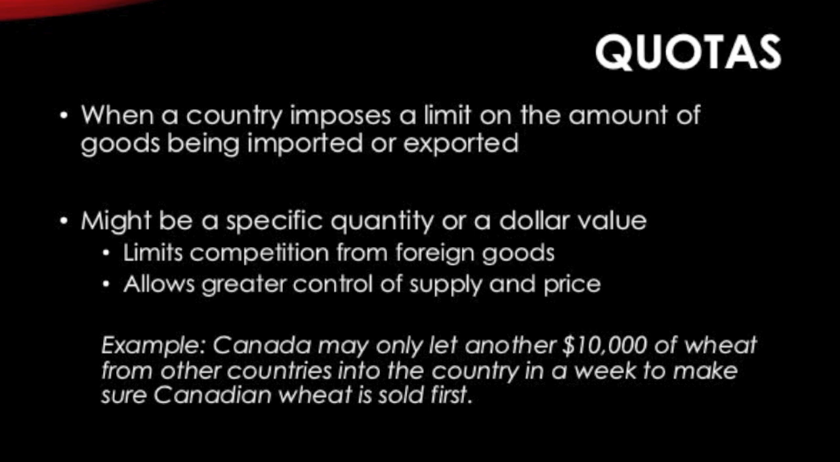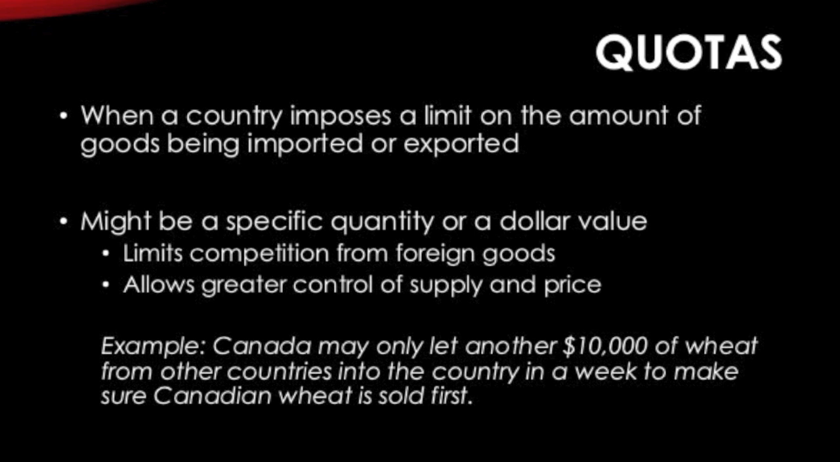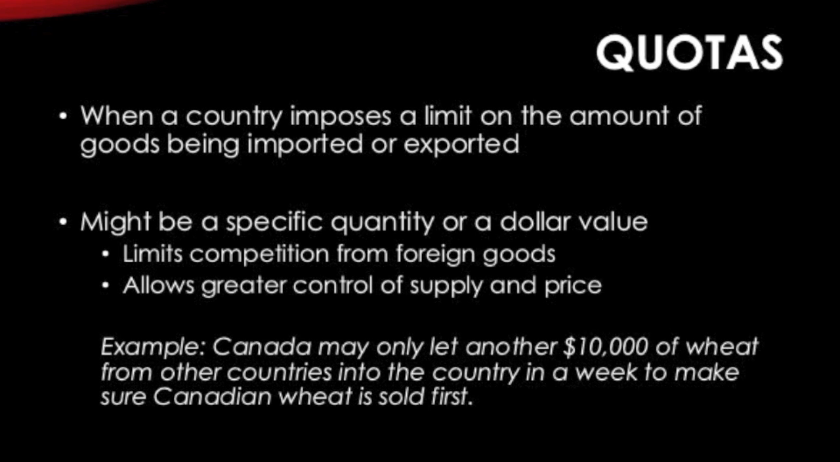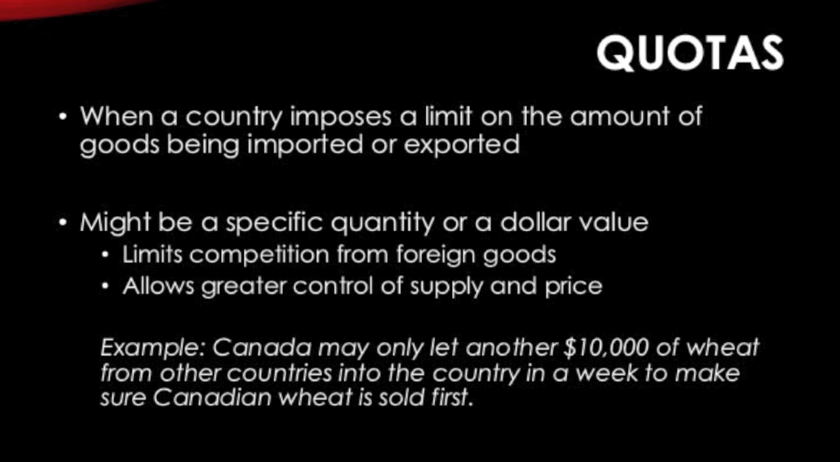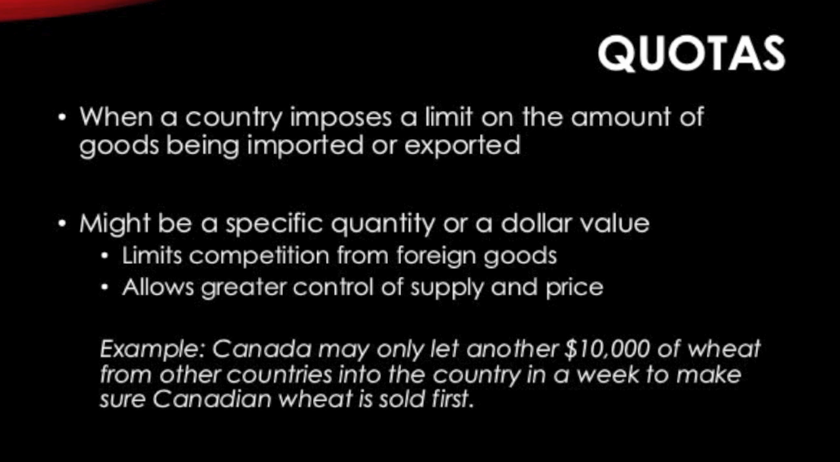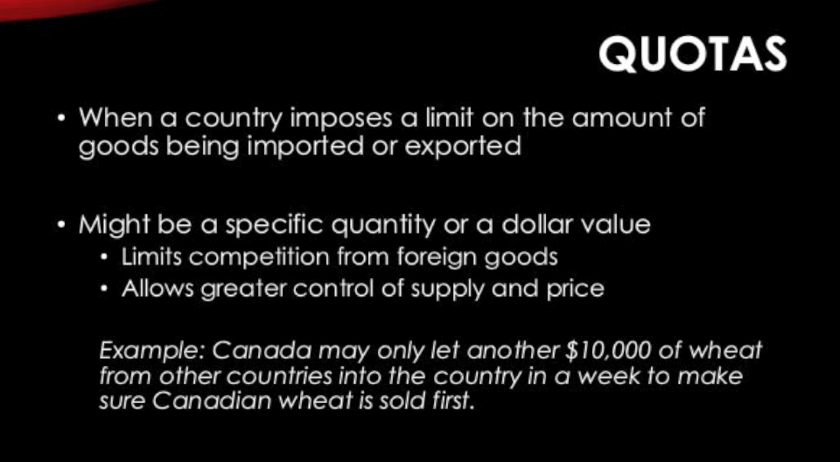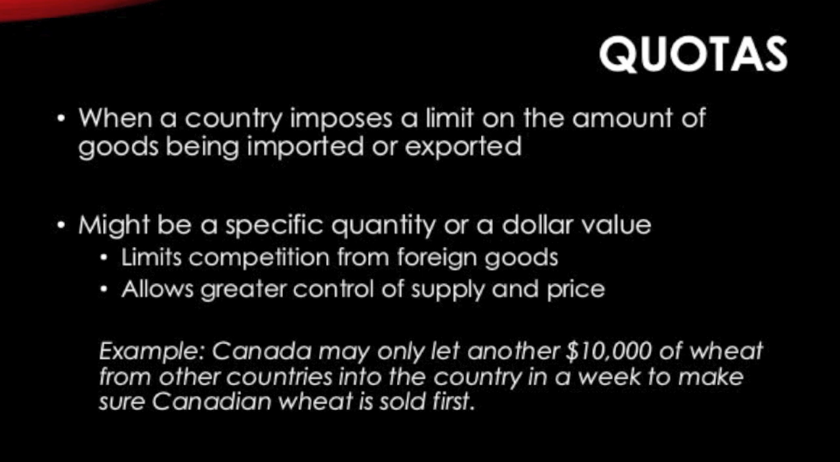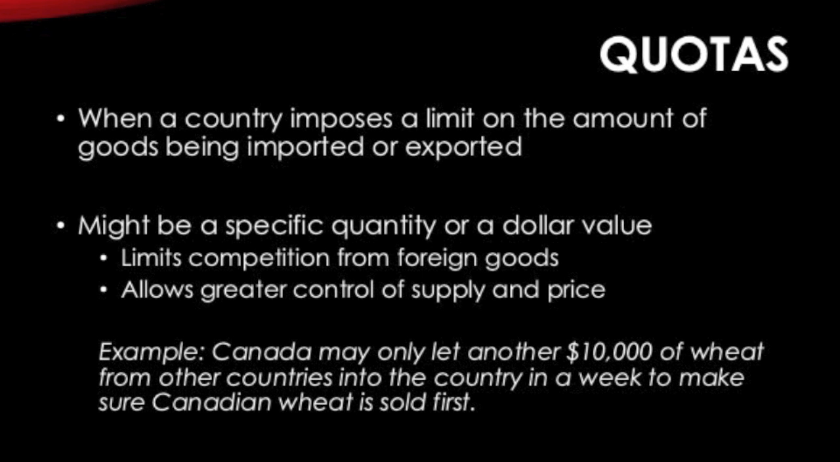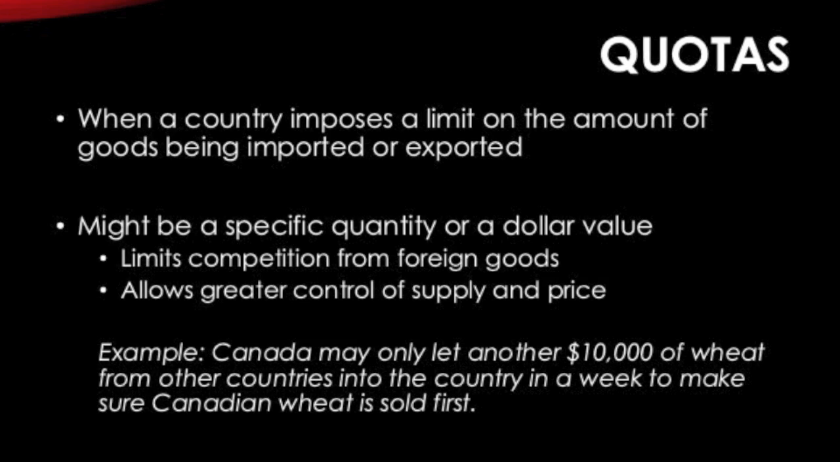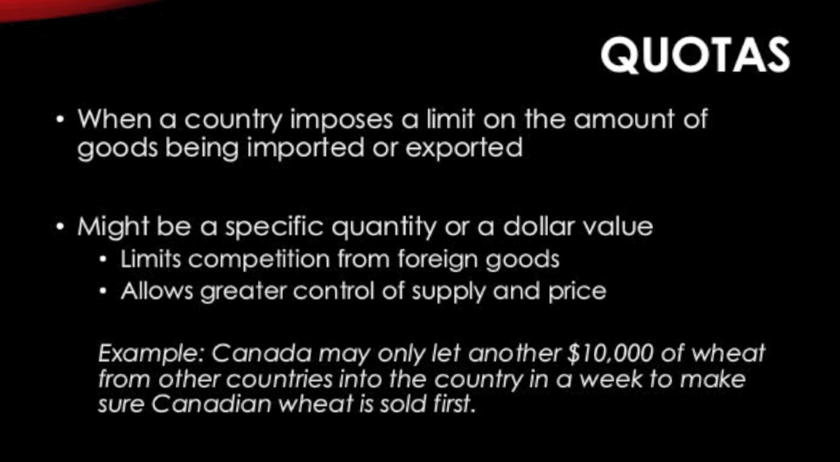For example, Canada may only let another $10,000 of wheat from other countries come into Canada for 1 week to make sure that all of the Canadian wheat is sold first. So if other countries aren't bringing in a bunch of wheat, then Canada can make sure that they are able to sell all of their wheat first and then allow imports to come in and sell to local customers.